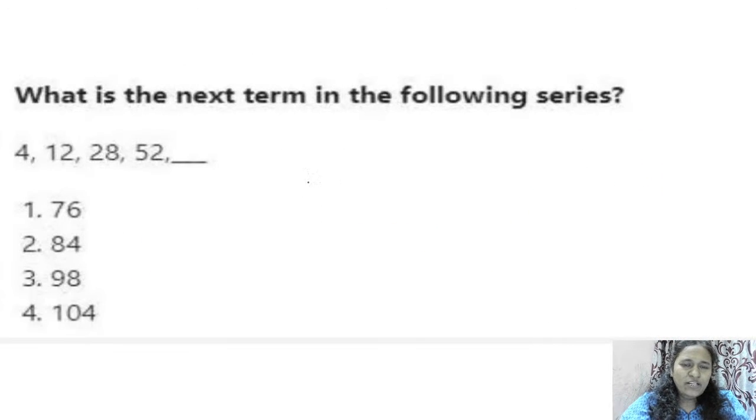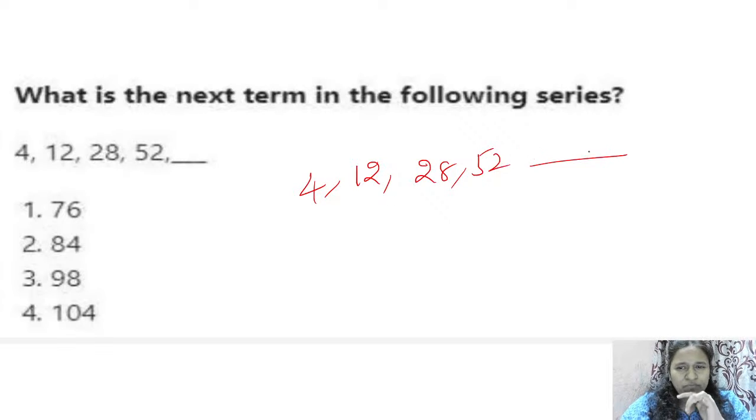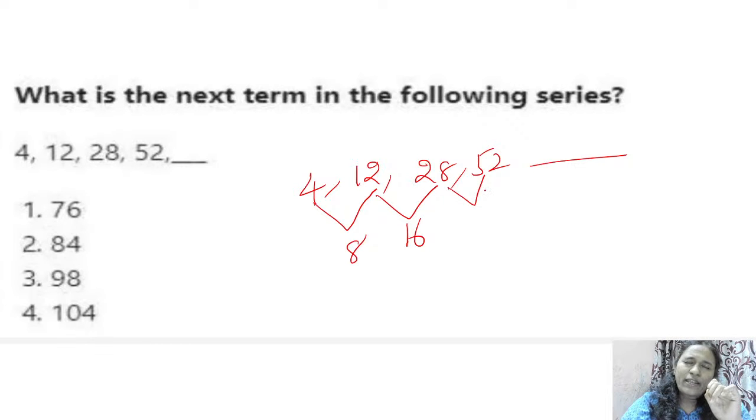Next, this is also the same: 4, 12, 28, 52. What is the difference between these two? 8. And what is the difference between these two? 28 minus 12, 16. Right? And what is the difference between these two? 52 minus 28, that is 24.